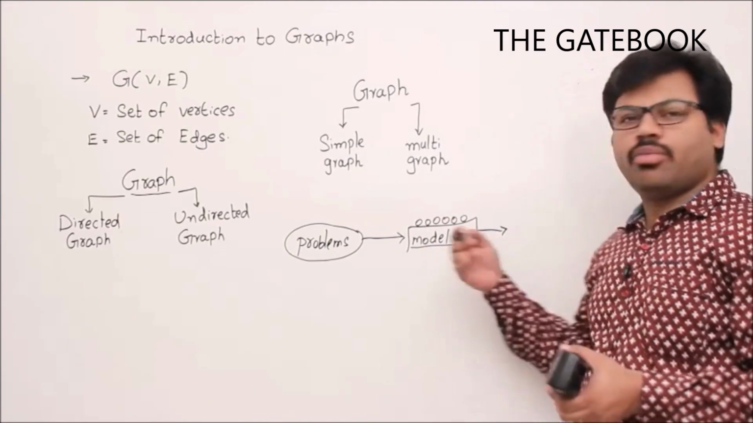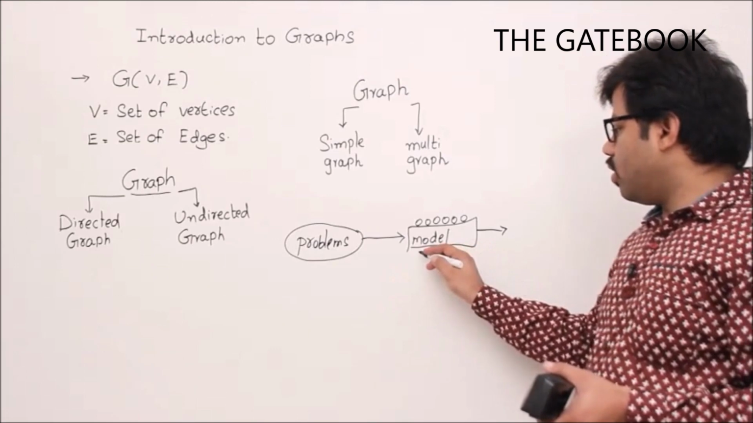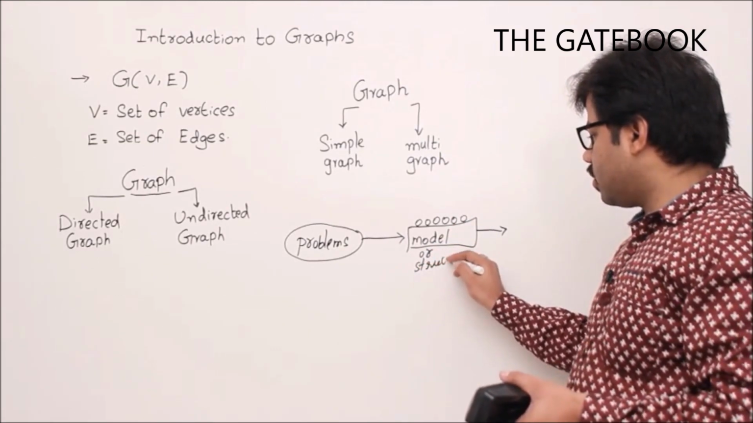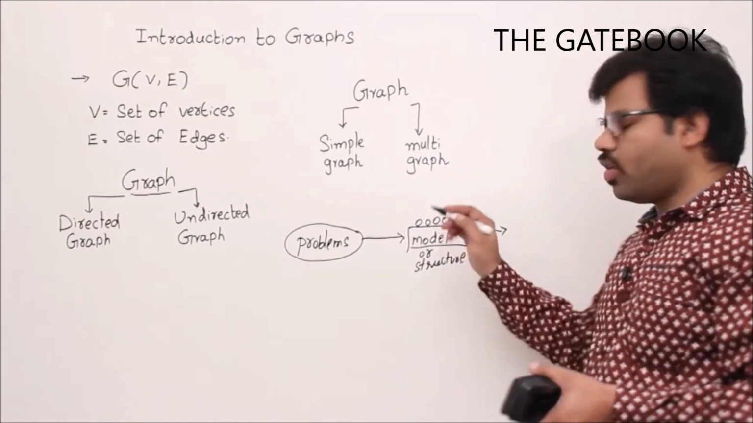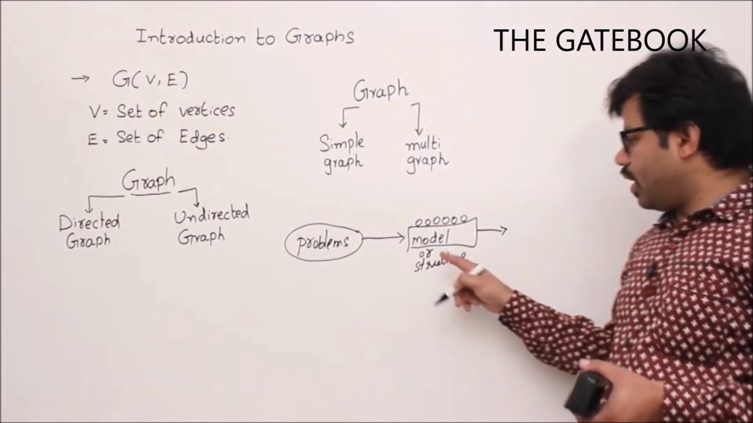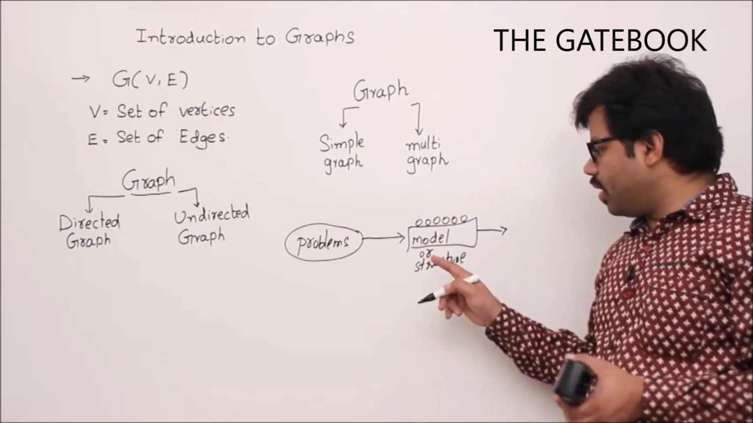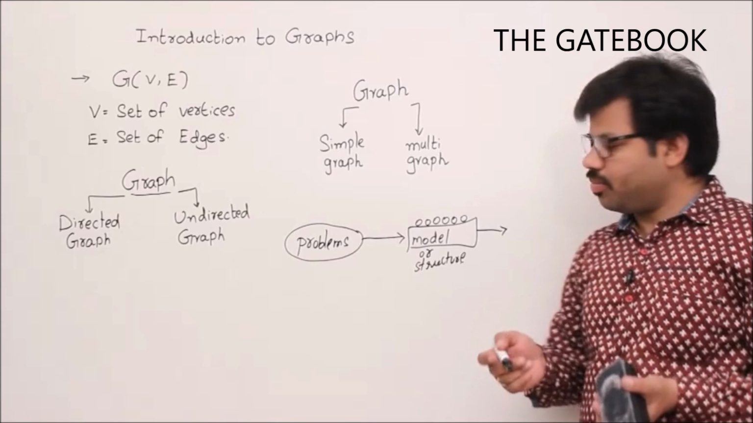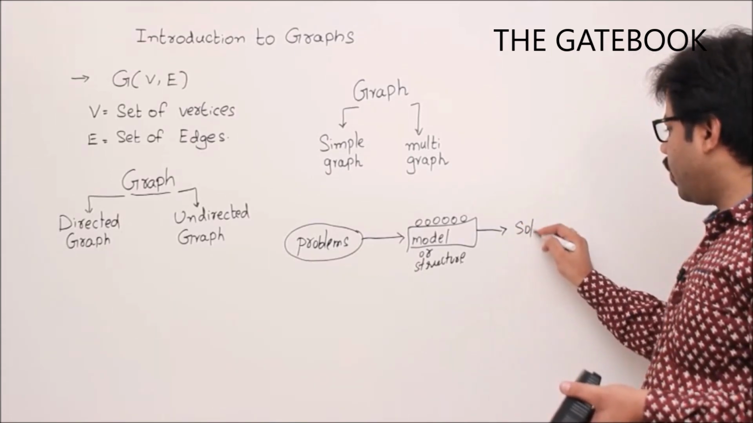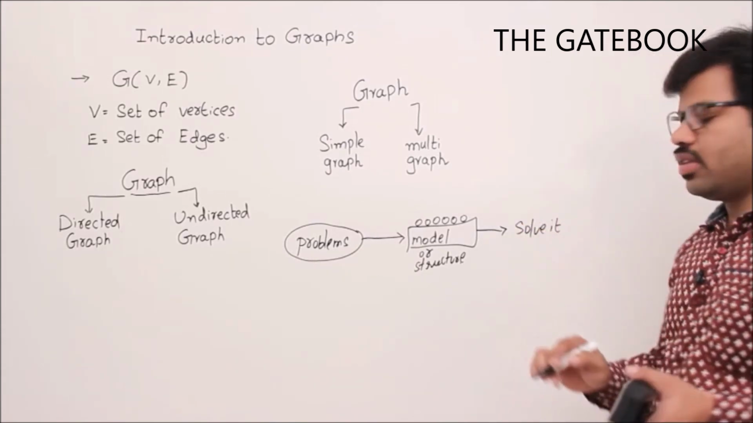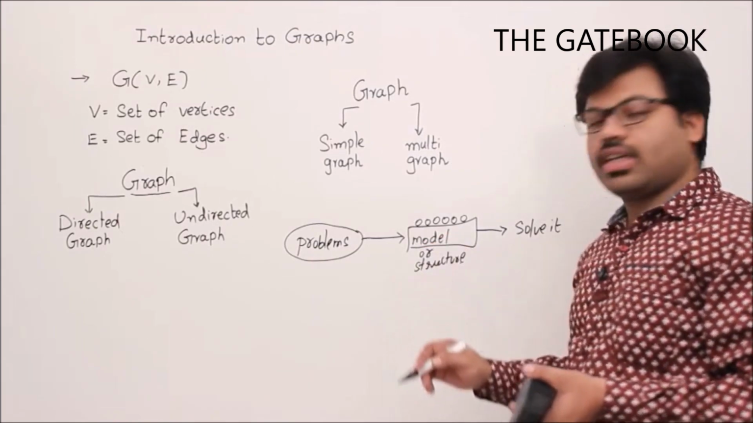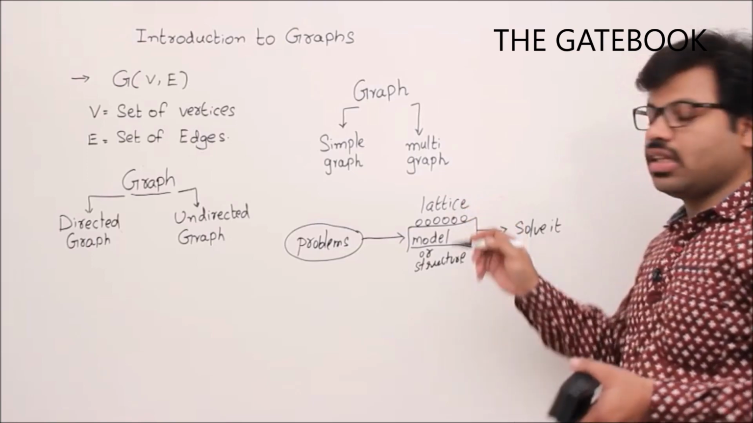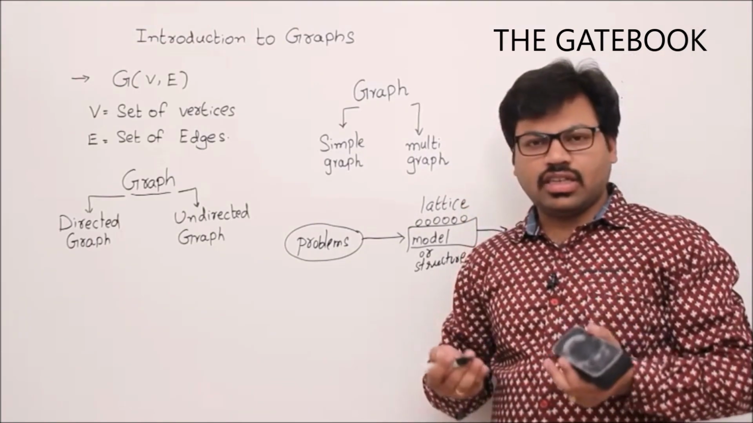Every model will have properties. So model, or let's say structure. A structure can be used as a model. When you use a structure as a model, the properties of the structure can be used to understand that problem, so then we solve it very easily. That is the idea. Examples of such structures are lattice, set, or relation. All these things we have already studied.